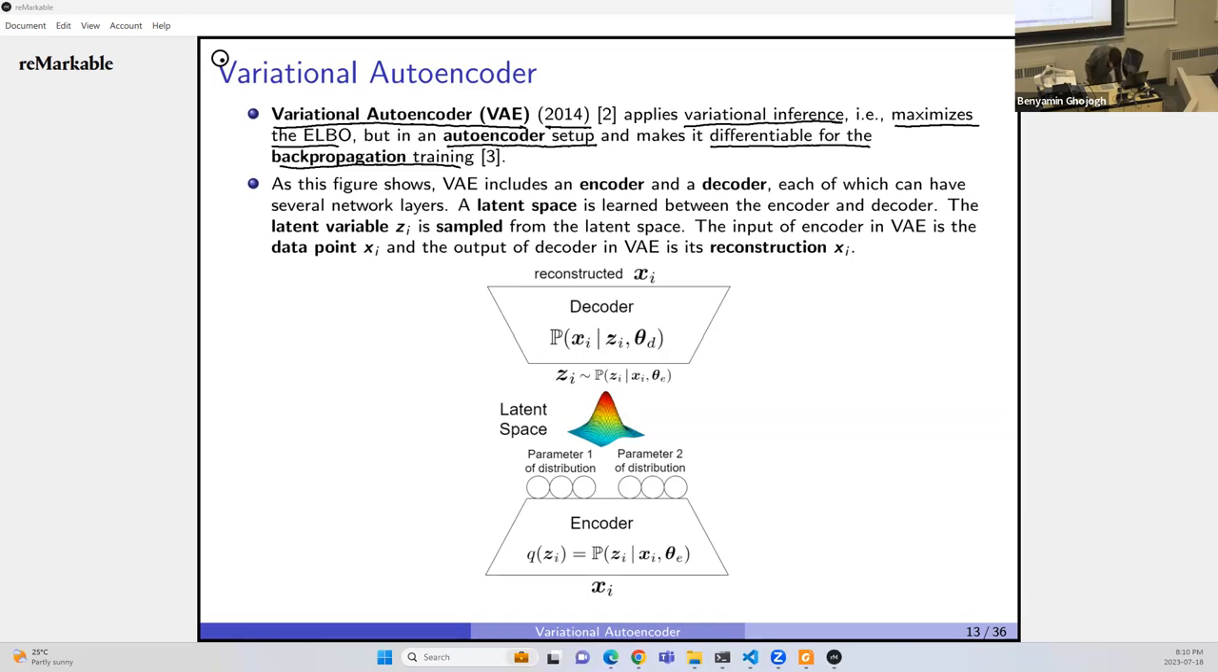Let's see. As this figure shows, variational autoencoder includes an encoder and decoder. Of course, that's why it's called autoencoder. Each of which can have several network layers, right? And by the way, they can be fully connected or convolutional neural networks, whatever. A latent space is learned between the encoder and the decoder. Usually, in all autoencoders, we have encoder, decoder, and some latent space in the middle. The latent variable or latent factor zi is sampled from the latent space.